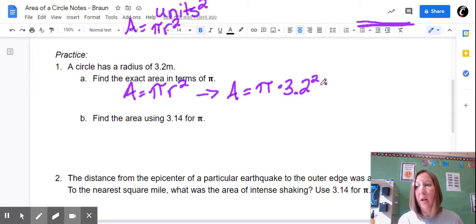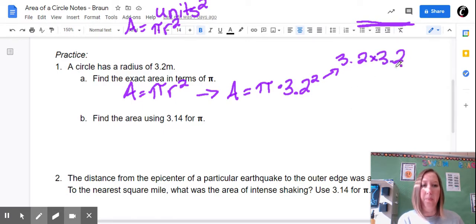3.2 squared. And remember, if we have an exponent of 2, or if we have a number squared, what that means is we are doing 3.2 times 3.2. So we're multiplying a number by itself. You can use a calculator for this. If you're not sure where the squared button is on your calculator, feel free to come ask for help, raise your hand, ask me, and I can come help you and show you where.